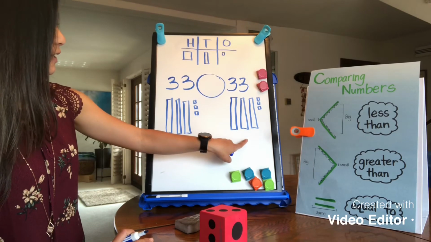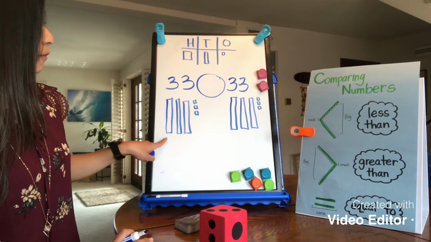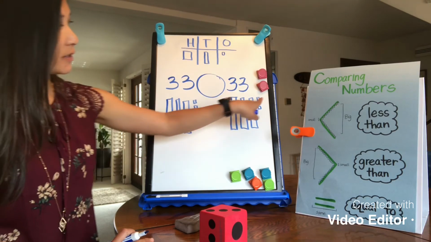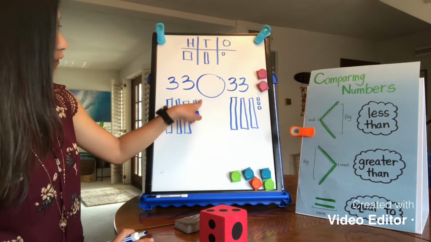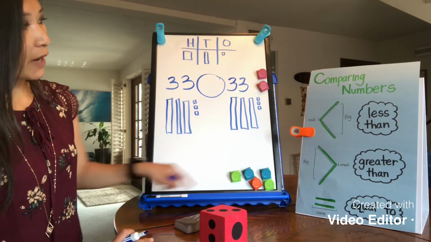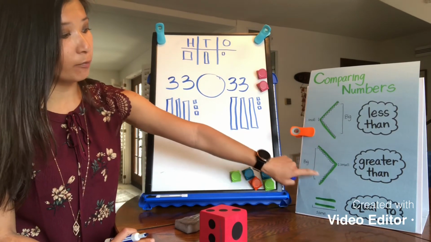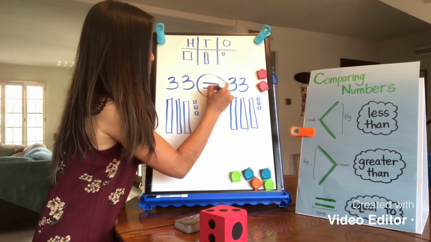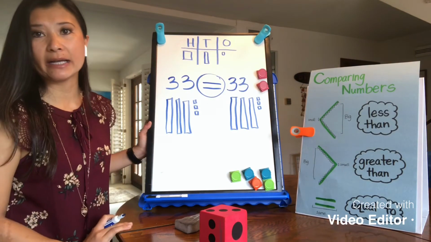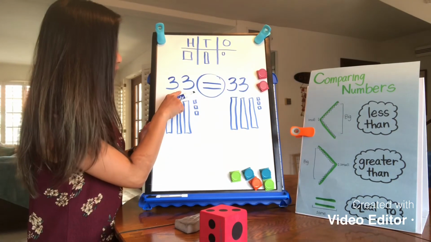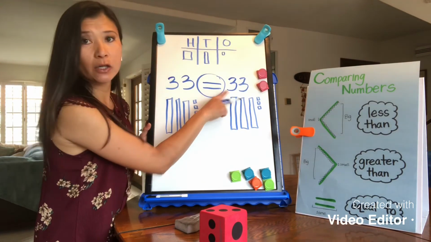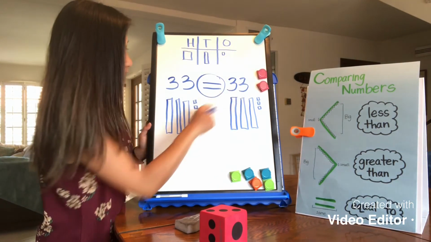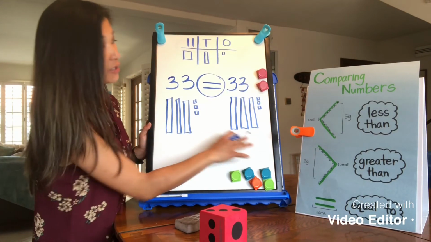Both numbers have the same number of tens or longs and the same number of ones. They both have 3 tens and 3 ones. I wouldn't use less than or greater than, but if you remember, the equal sign actually means the same as. So I could read this as 33 is equal to 33, or I could say 33 is the same as 33. And I can draw base 10 blocks to double check my work.